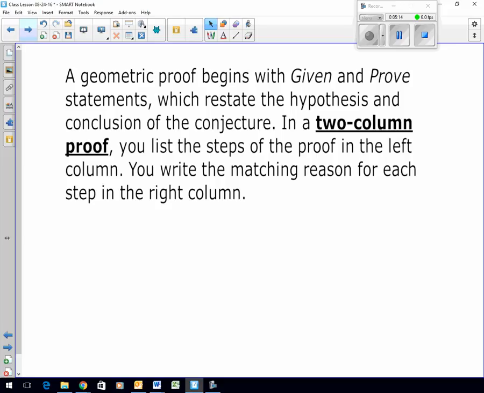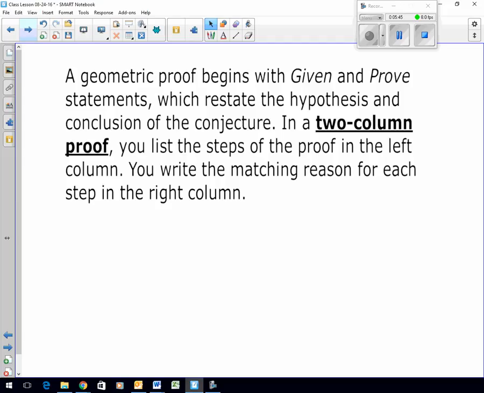The geometric proof begins with a given and proof statements. No, don't write this. Just read it and listen. All of these slides are posted, every slide, in video form, not a slide. A proof begins with a given.